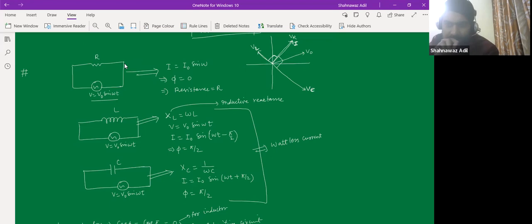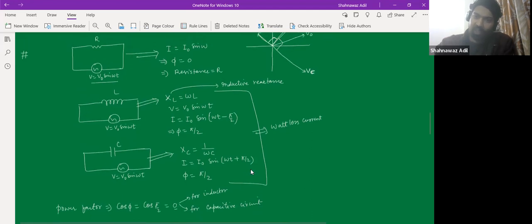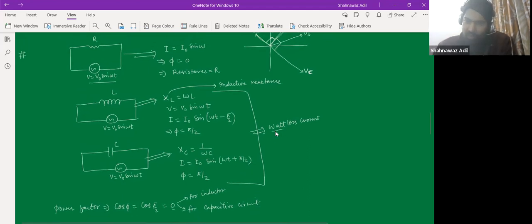Can you explain the wattless current? Wattless current, yeah. So in wattless current, what happens is that when you calculate the power, right? What is associated with power in L and C circuit individually? So how much is that?